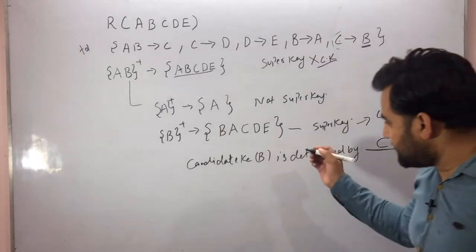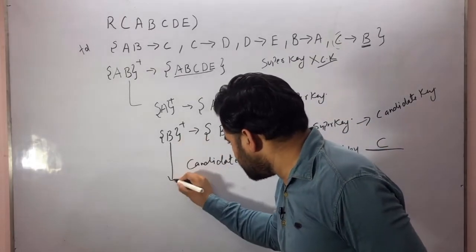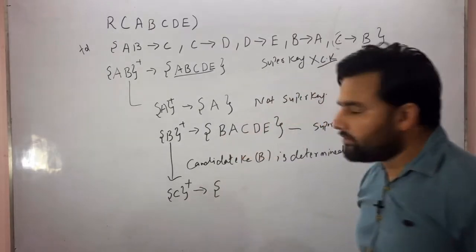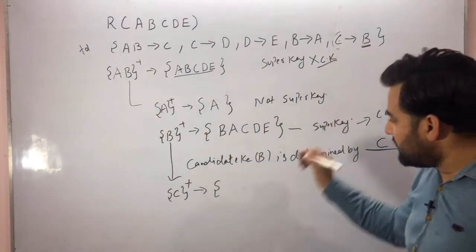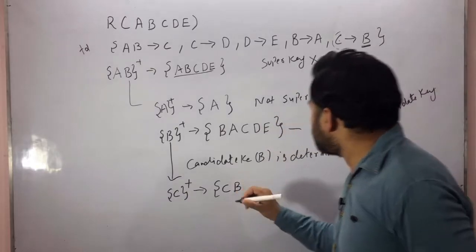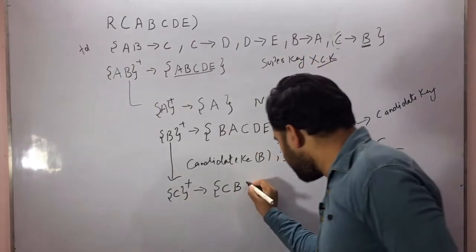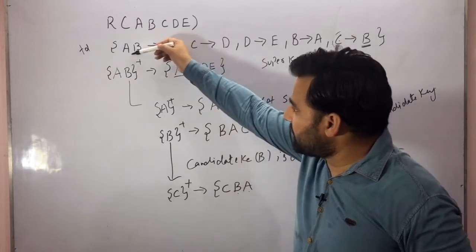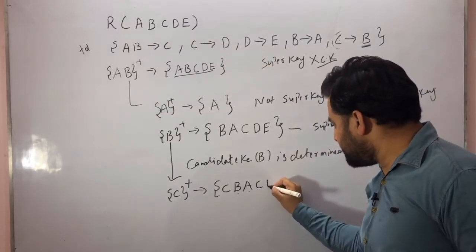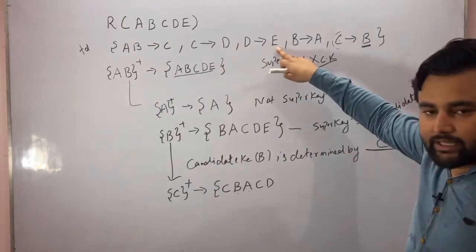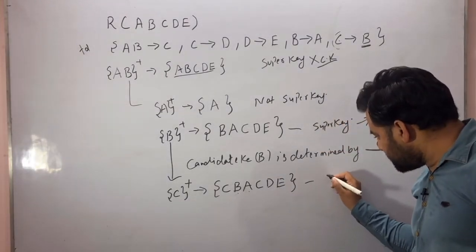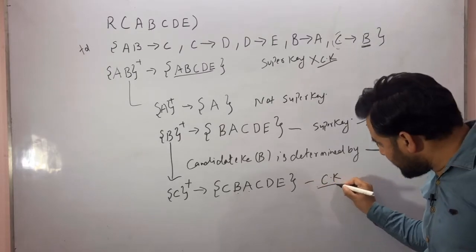Okay, so let's check that. This B is replaced with C. So now we'll take the closure of this C also. Now we'll find whether this C is a candidate key or not. So from C I am getting C, and from C I am getting B. Okay, from B I am getting A, and A is here, B is here. From AB tends to C, so I will get C, and from C I am getting D. From D I'm getting E. Okay, so now what is the meaning? This is also a super key as well as a candidate key.